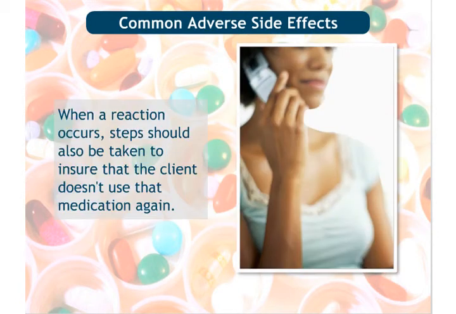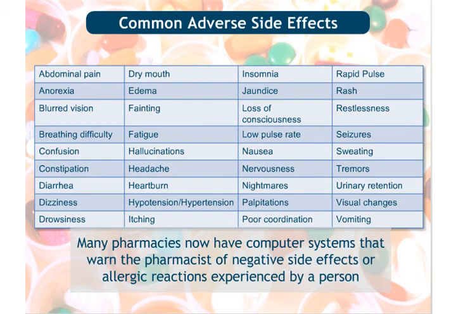When a reaction occurs, steps should also be taken to ensure that the client doesn't use that medication again, such as informing the pharmacy that future orders for the drug should not be filled. Sometimes a client forgets about a drug allergy or sees more than one physician without notifying each doctor about potential medication issues. Additionally, clients may not be aware of classes of medication and the fact that a drug can have several different names, so he or she might take the same medication again without knowing it. Notifying the pharmacy of drug reactions is always a good safeguard against potential problems. This table contains a list of some of the most common adverse side effects.